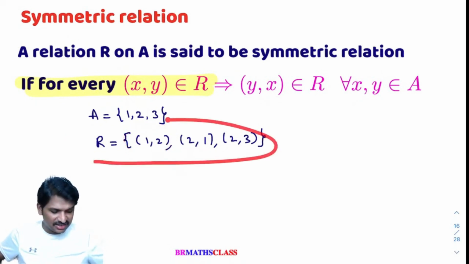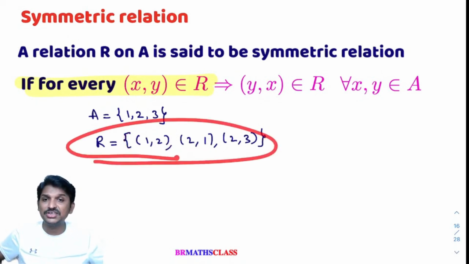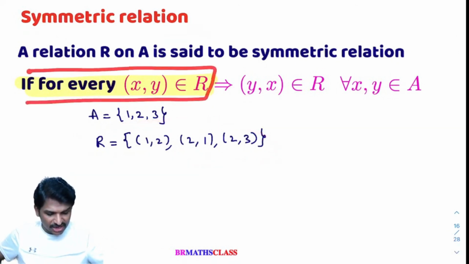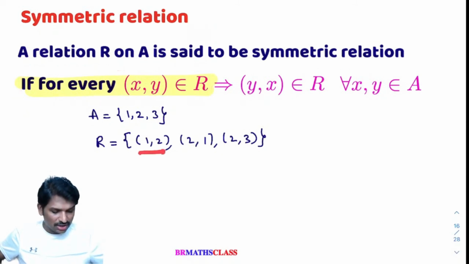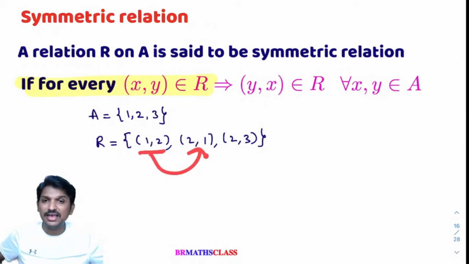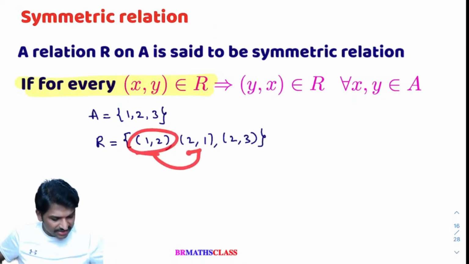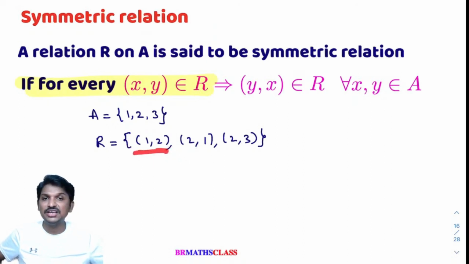From that, can I say that this relation is symmetric? No. You need to check like that for every ordered pair in the relation. You took (1, 2), and (2, 1) is there. Very good. That means this element passed the symmetric condition. Now you need to check the element (2, 1). What is the reverse order? The reverse order of (2, 1) is (1, 2). Yes, (1, 2) is present. That means this also passed the symmetric relation condition.